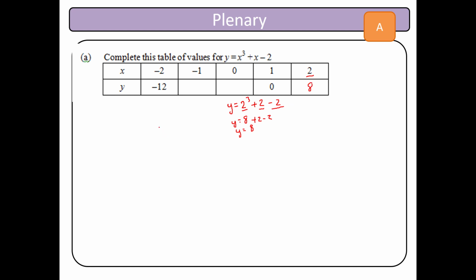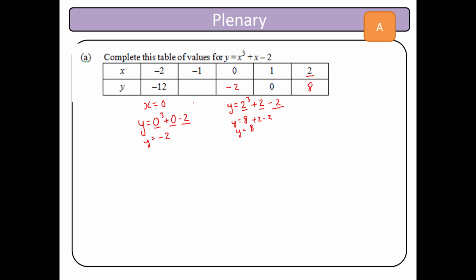Now let's try it with 0. So x equals 0, so y equals, what's 0 cubed? 0 cubed is 0, plus 0 minus 2. So this is when I drew the table for the other examples, because you just do each term at a time, then add them all up at the end. So that's just going to be minus 2.